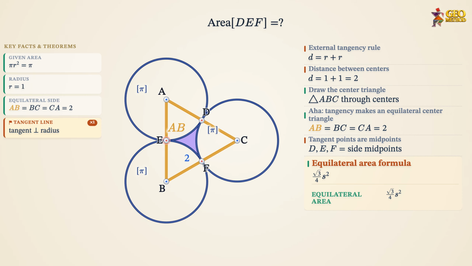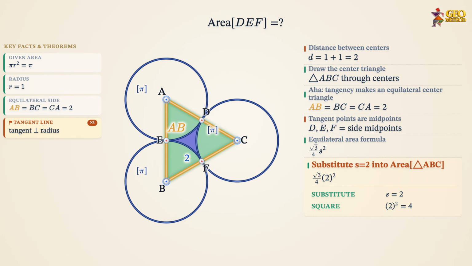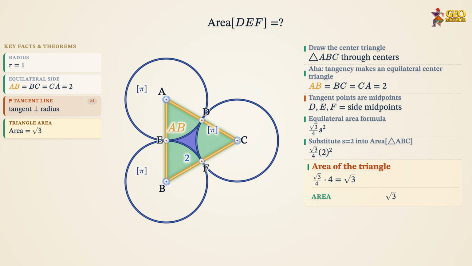The area of an equilateral triangle is root 3 over 4 times the side squared. We will feed our side of 2 into this formula. Substitute the side of 2 into the formula and square it, giving 4. Root 3 over 4 times 4 is coming next. The 4 in the numerator cancels the 4 in the denominator, leaving just root 3. So triangle ABC has area root 3, our first main piece.